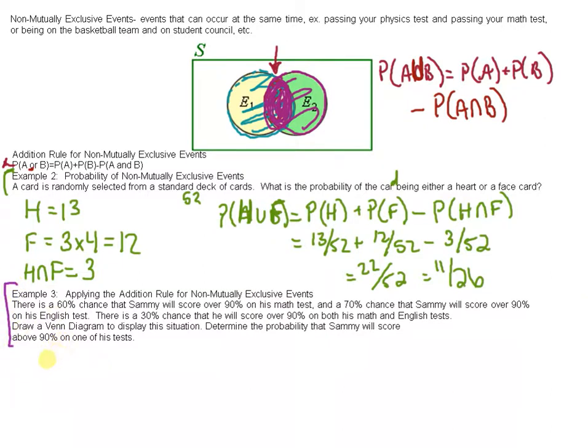So there is a 60% chance that Sammy will score over 90% on his math test. Okay, so math, 60% chance that, let's call it good, so over 90%. And a 70% chance that Sammy will score over 90% on his English test. So English, and let's go 70% of him doing well again. Now there is a 30% chance that he will score over 90% on both his math and his English tests. So math and English being very good is, sorry, 30%.